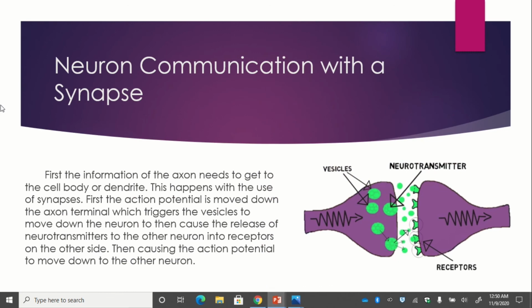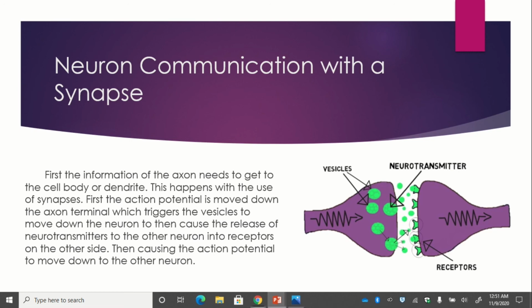And then the neuron communication with the synapse, which is really important to this, is first the information of the axon needs to get to the cell body or the dendrite, and this happens with the use of synapses. And first the action potential is moved down the axon terminal, which triggers the vesicles to move down the neuron, then cause the release of neurotransmitters from the neuron into the receptors on the other side, then causing the action potential to move down the other neuron.